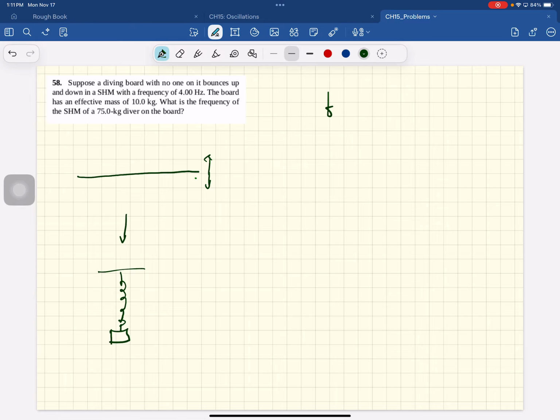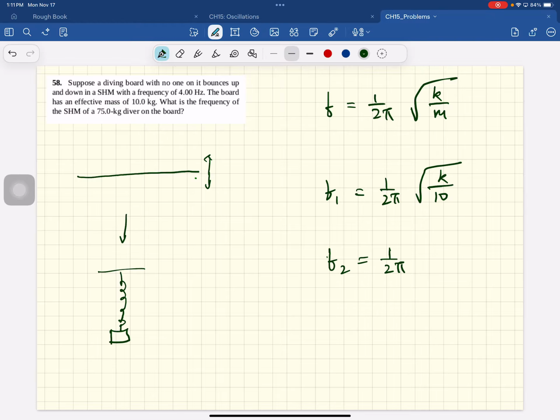Okay, the frequency for this system, as you saw, is given by 1 over 2 pi times the square root of k over m. So F1 is 1 over 2 pi times the square root of k over 10. F2 is 1 over 2 pi times the square root of k over the new mass. The spring constant is the same. Now with the diver on the spring board, what is the effective mass now? 85. Okay.